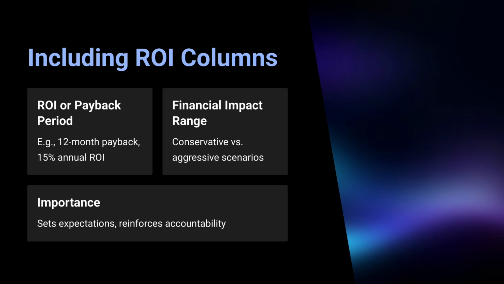Now, let's say your value analysis shows a few different scenarios, where it has indicated a conservative versus an aggressive ROI. You could display a range of ROI like 10 to 20% or a break even of 9 to 12 months. If that is how you want to structure the payback period or the ROI, that's completely fine as well. This will help set realistic expectations while highlighting the potential upside. Now, just remember that these ROI columns reinforce accountability. Once the roadmap is approved, the organization will expect you to track the actual outcomes against these targets.